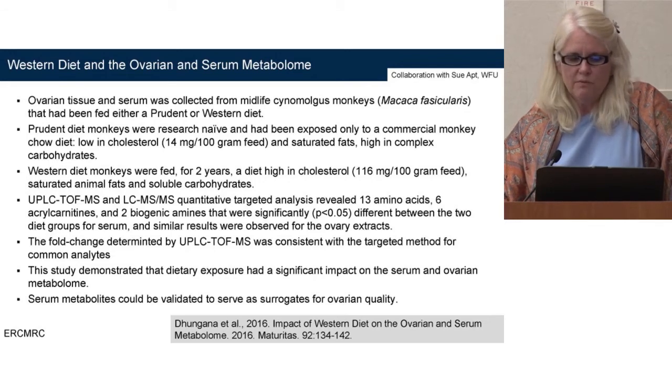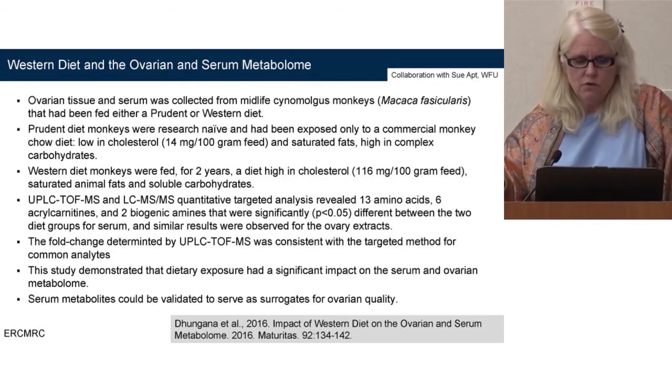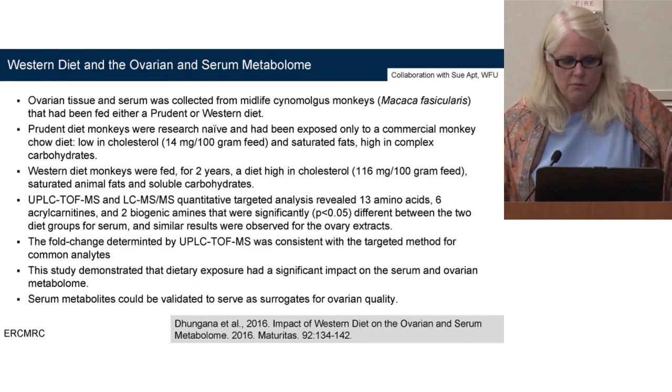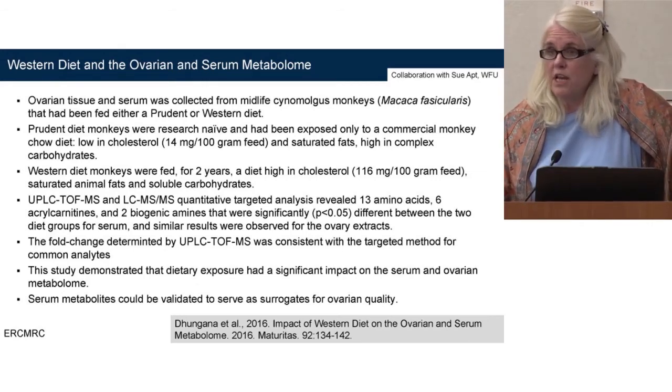And this Western diet was high in cholesterol and saturated fats, and the prudent diet, of course, was low in those. So we did both targeted methods and broad spectrum metabolomics, and were able to find perturbations in amino acids, acyl carnitines, biogenic amines that were significantly different between these two diet groups for serum and for the ovary extracts.